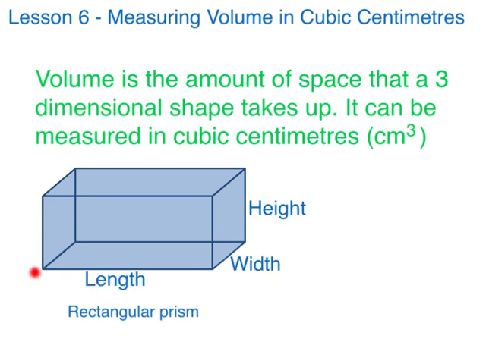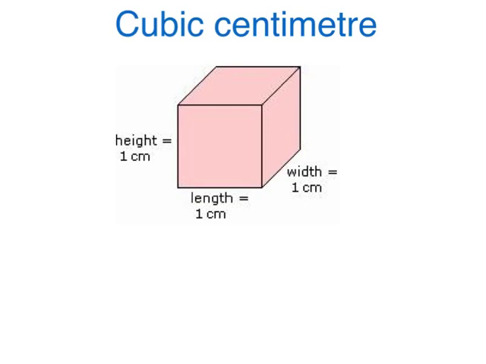So once again, the length and the width that you're familiar with, so you can see that the bottom of this rectangular prism is a rectangle, but now we've added height. We've given it a third dimension, so now it sticks up off the page, off the table. That's why it's called three-dimensional. So let's take a closer look at what a cubic centimeter actually is.